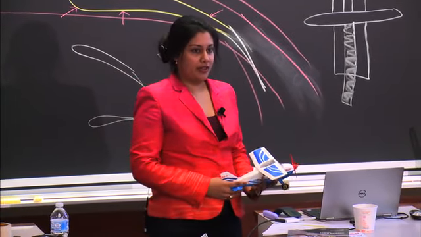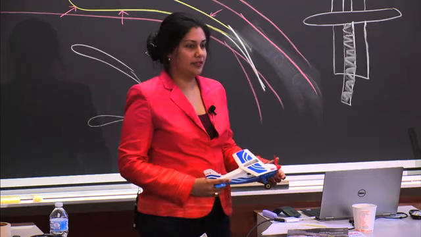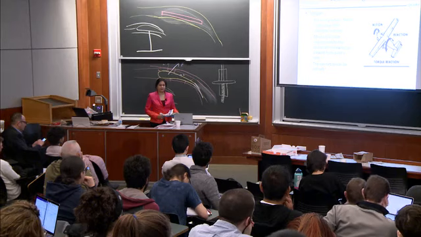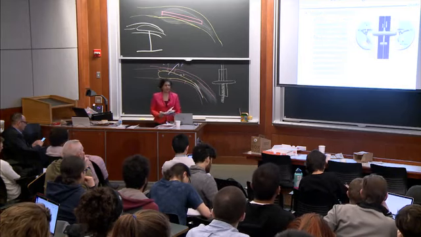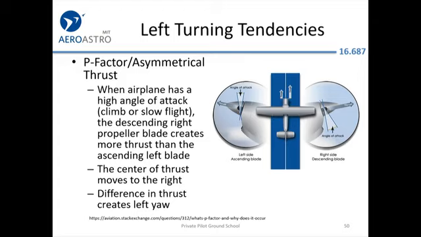Before we move to the next one, are there any questions on this left turning tendency? Okay, great. So the next one is P factor, which is an asymmetrical thrust.